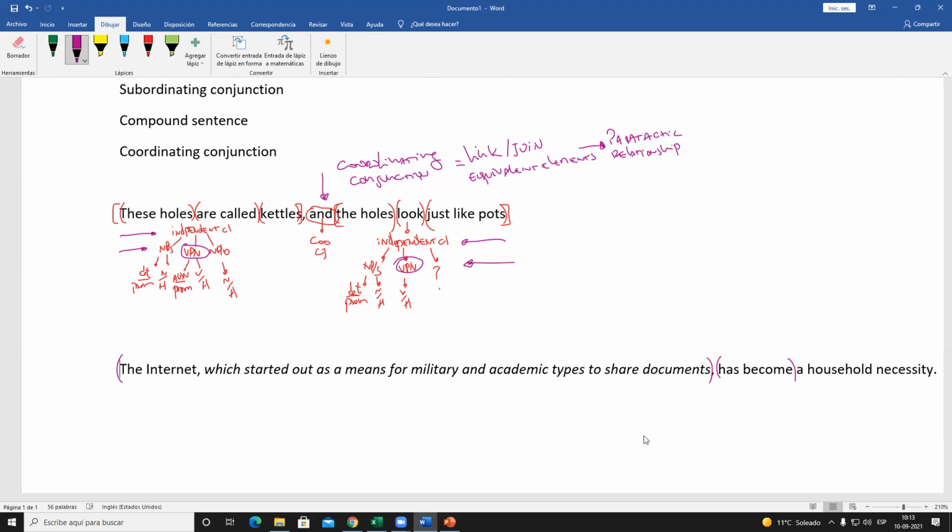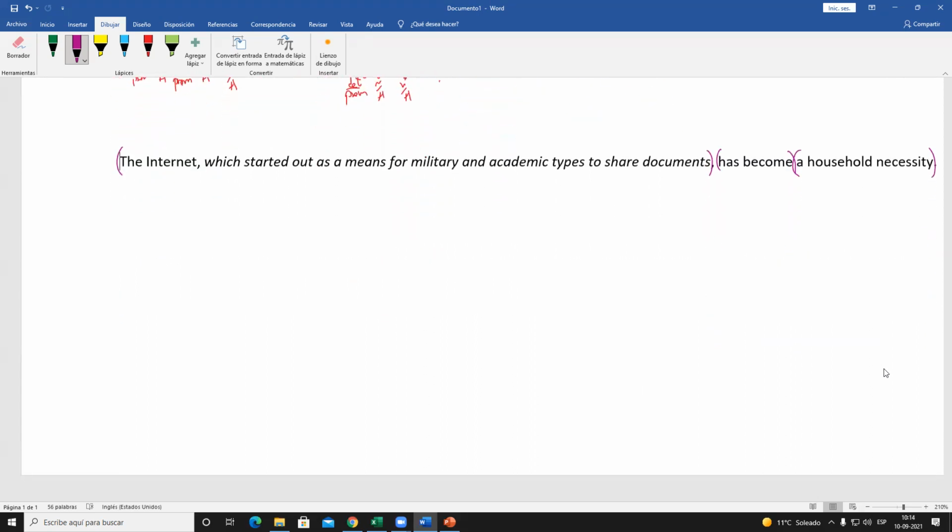Supposedly, I can replace an entire noun phrase by using a pronoun. So the internet has become... it, and it replaces the entire thing. So this means this whole stuff is a noun phrase, right? Has become what? A household necessity. This is another noun phrase.